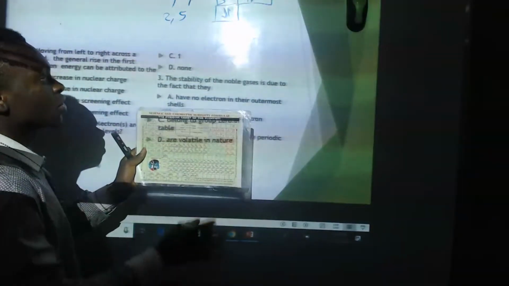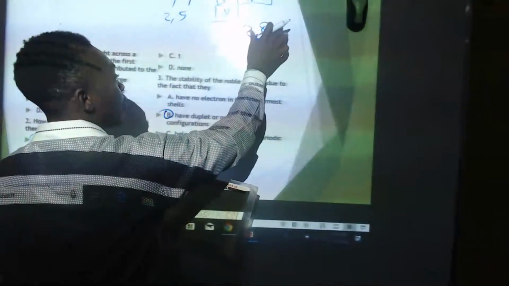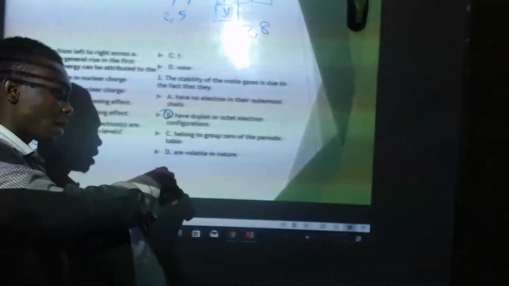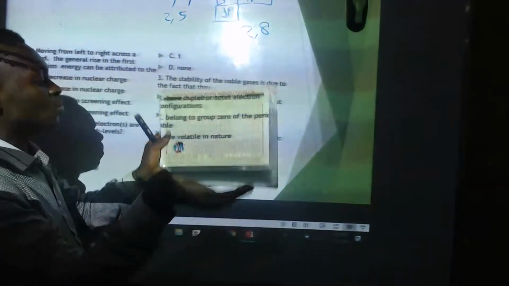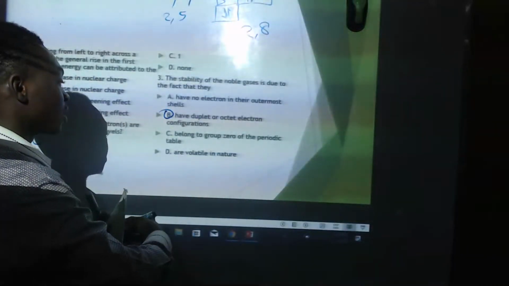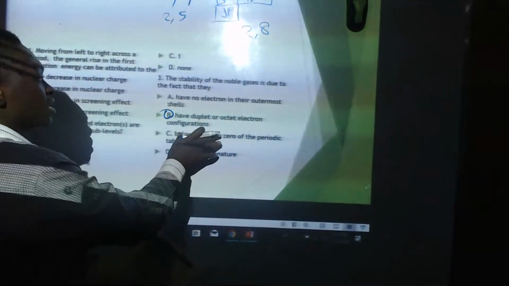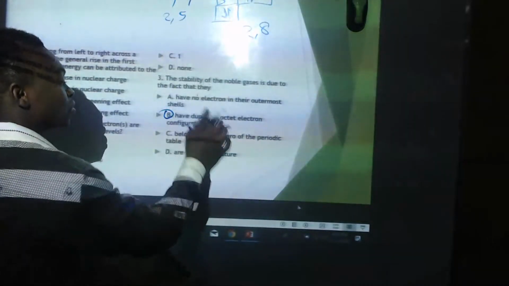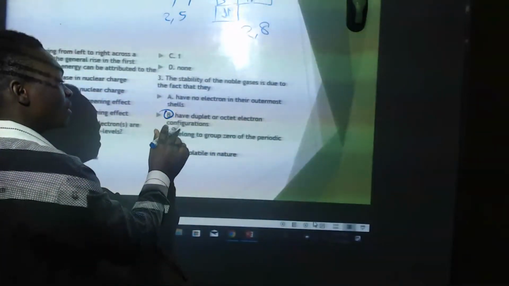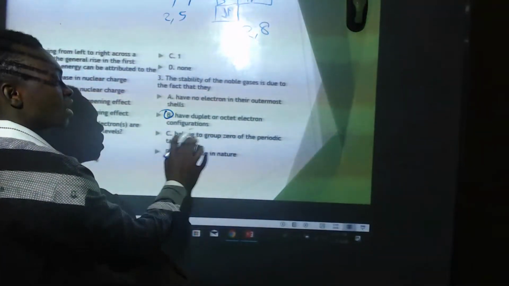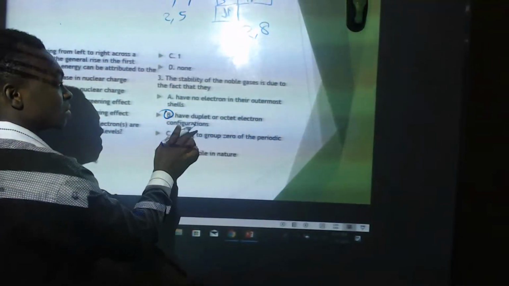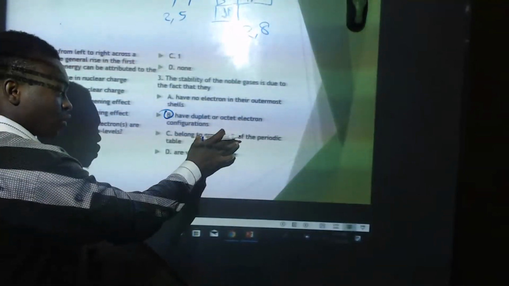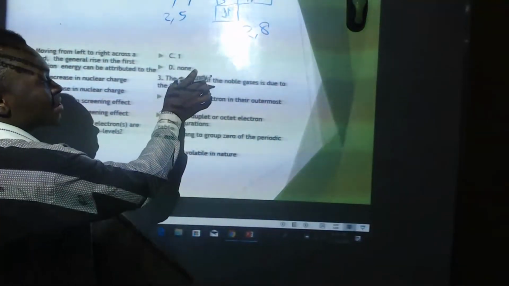They have a configuration, meaning they just have a complete one. They don't require anything. They don't need to add. They don't need to remove. They have an octet electron configuration. Their stability is not just due to the fact that they are in group 0. Many people rush to answer this. It's not just due to the fact that they are in group 0. Yes, they are in group 0 in the periodic table, but their stability comes from the octet.